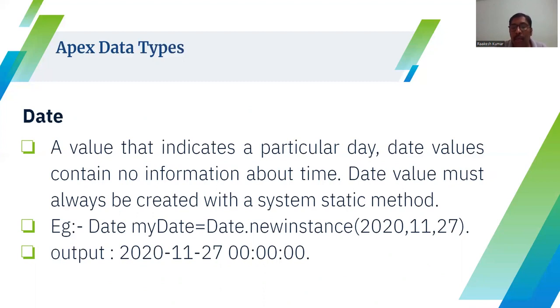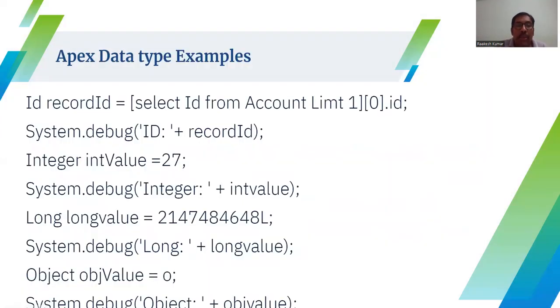Using the newInstance method, I'm going to pass the value, which is going to be year, month, and day. So the output is going to be like this. It is only going to display the date with 0 time. Got it? This is all about the date data type. Similarly, when it comes to time and so on, we're going to have different kinds of time methods, and date and time methods, and so on. We'll see one by one.